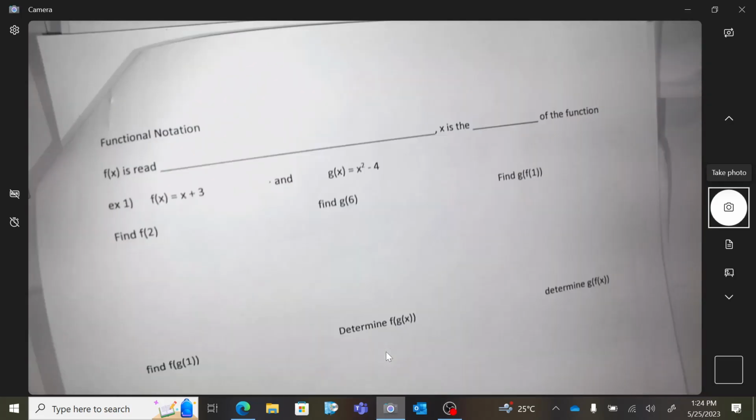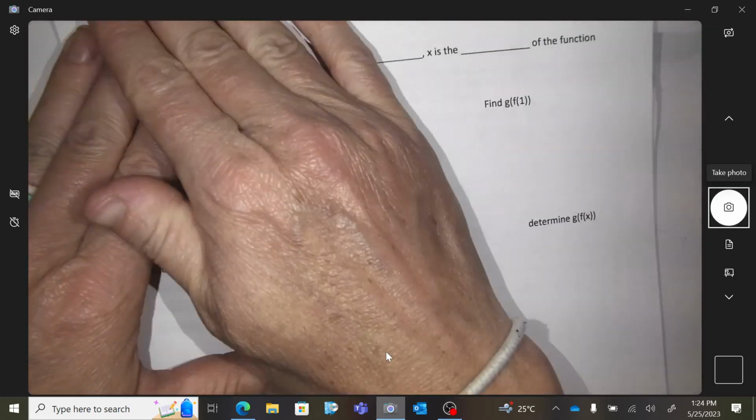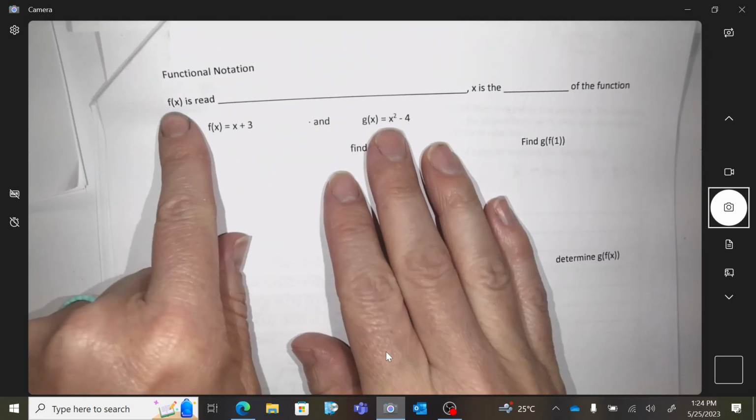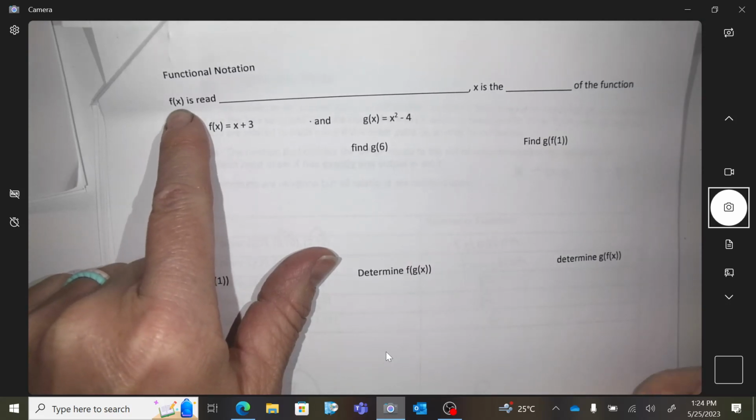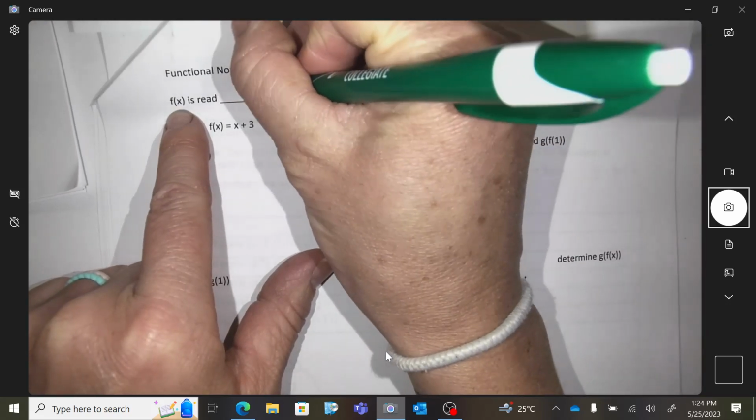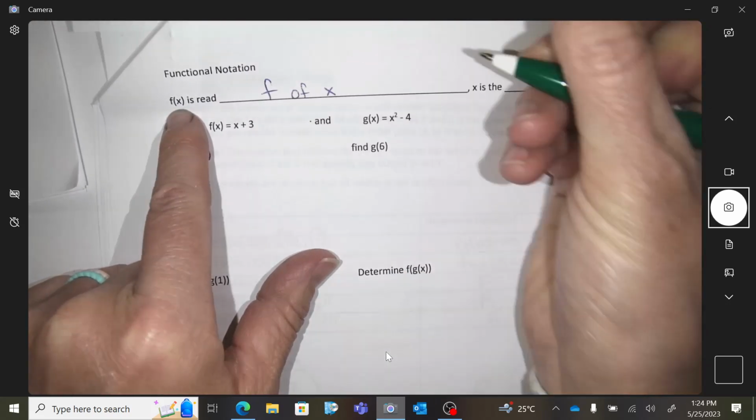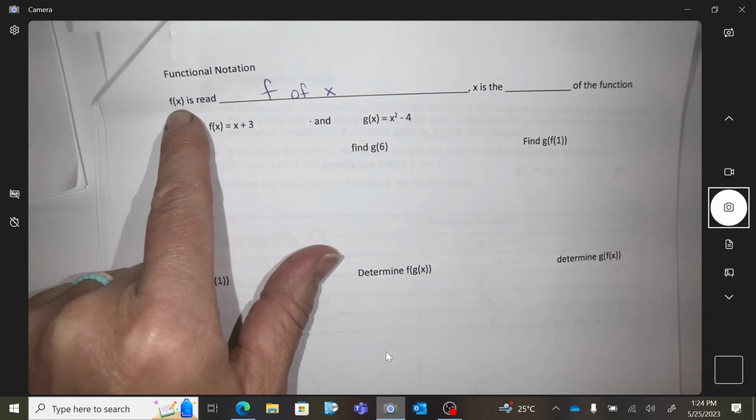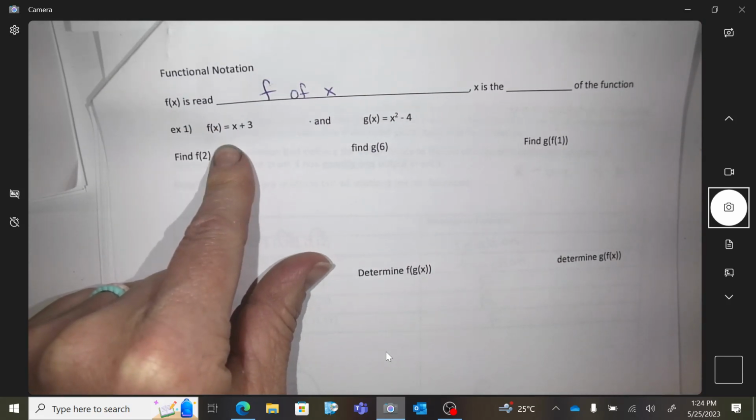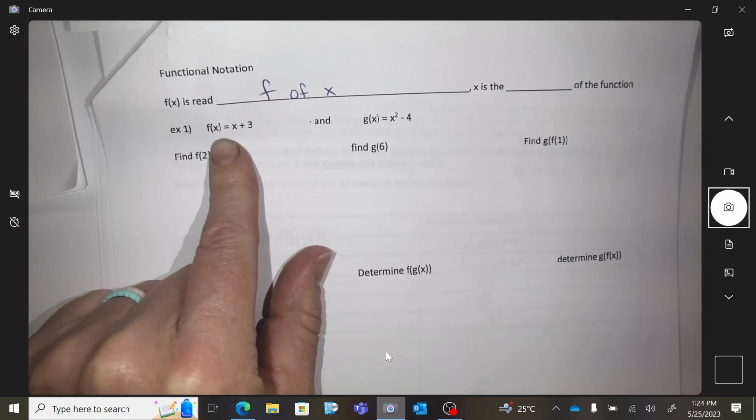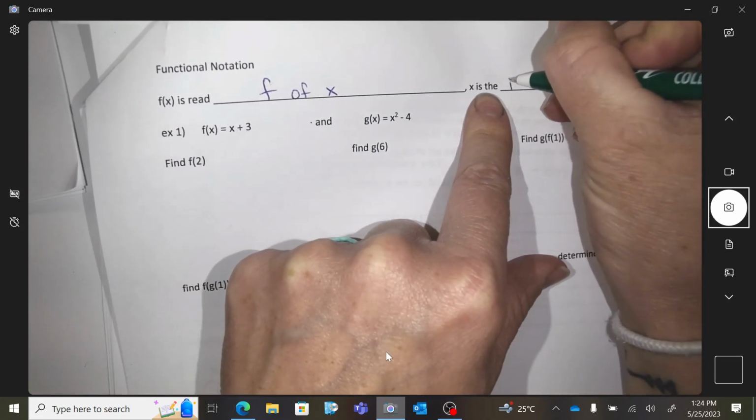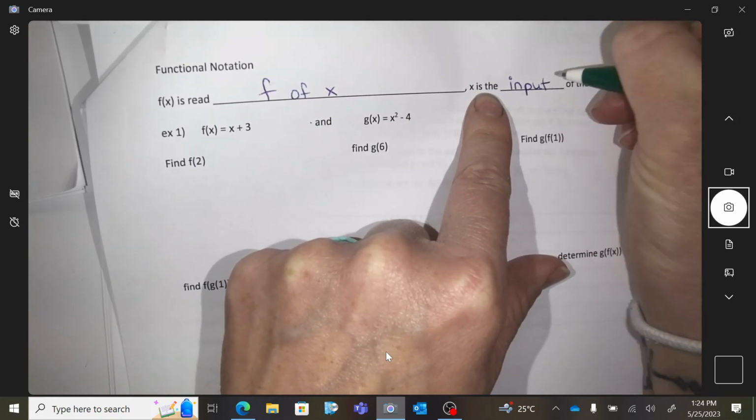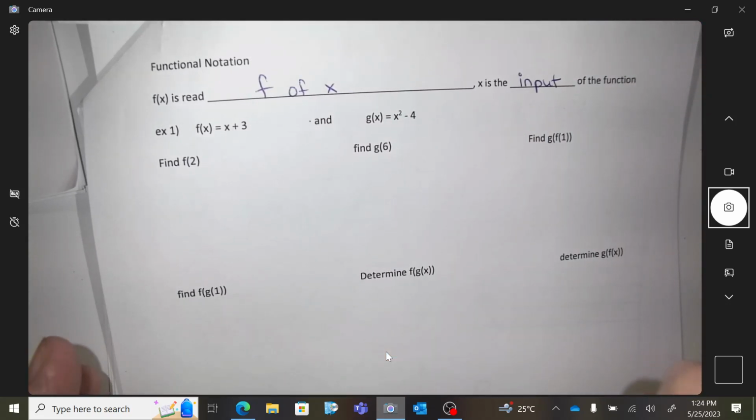Okay, functional notation. So you might see these fancy things in math. This is called f of x. That's how I say it in words. And x is considered the input of the function.